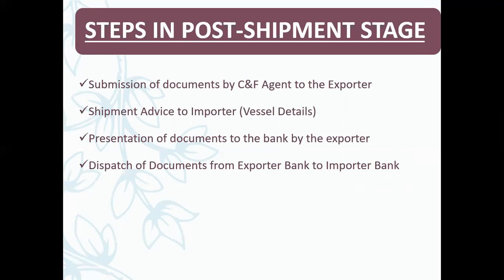Submission of documents by the C&F agent to the exporter. On completion of the shipping procedure, the C&F agent submits related documents to the exporter. Next is shipment advice to the importer. That is, the details of the vessel are given to the importer. The importer is informed about the shipment of goods and sent a non-negotiable bill of lading.